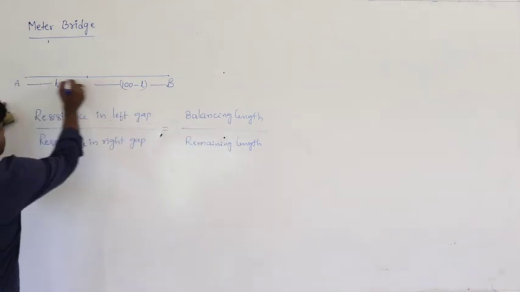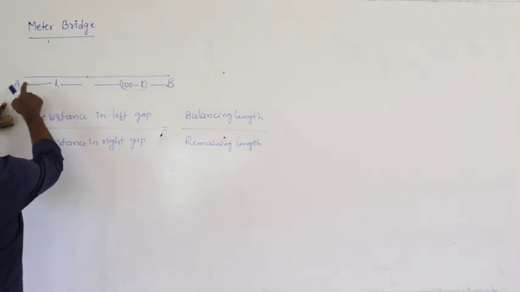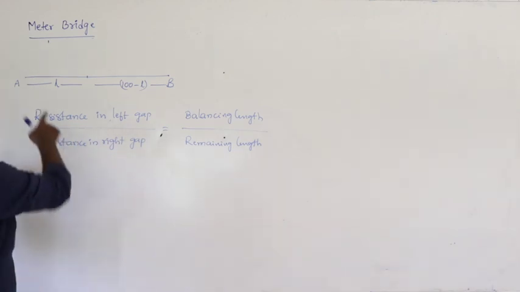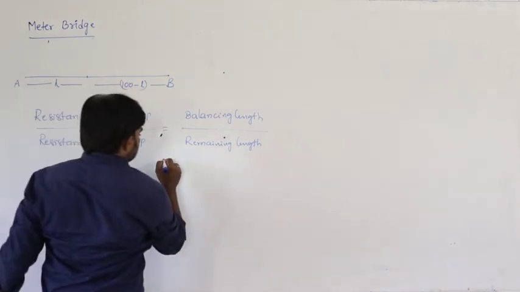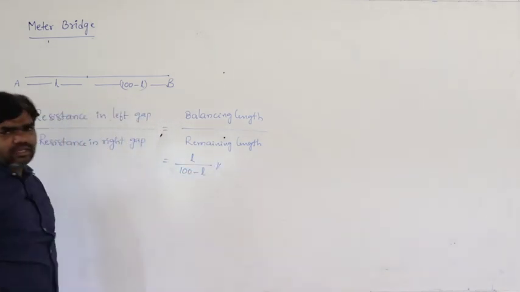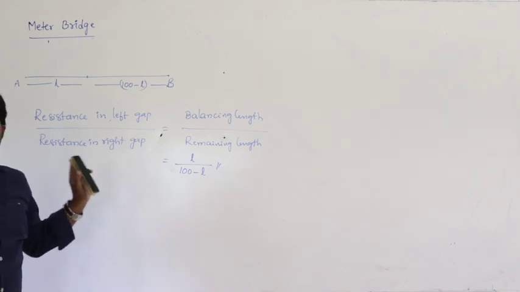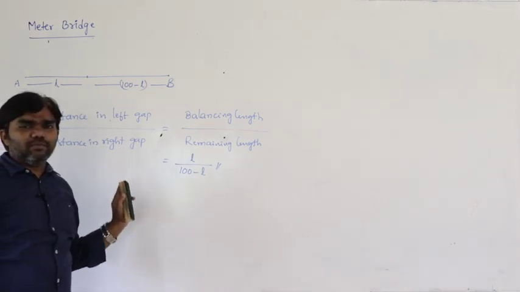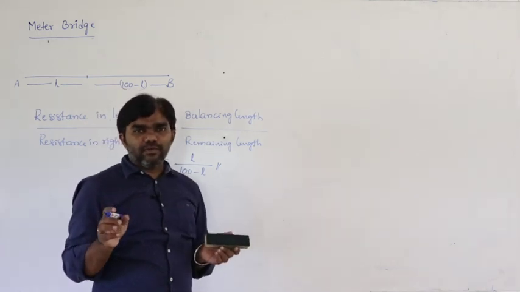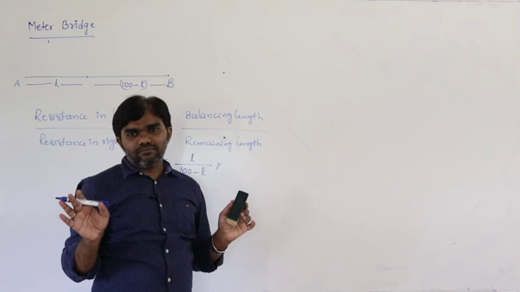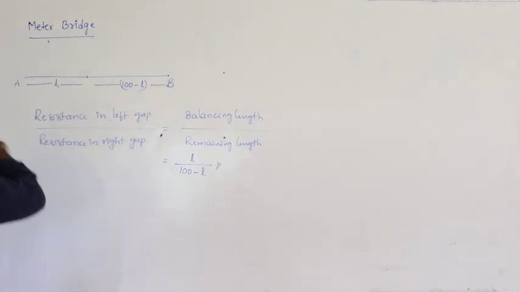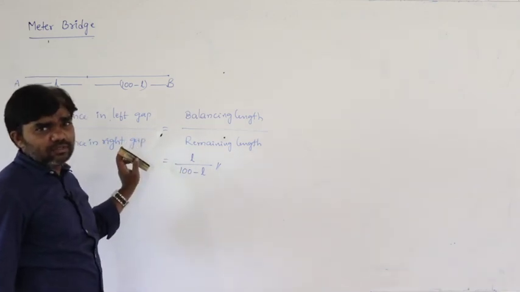Let us say it is AB, a uniform wire of length 100 centimeters. Balancing length must always be measured from the left side. Let us say L is the balancing length, remaining length is 100 minus L, that is L by 100 minus L. Only one formula we can use here, and based on this formula we can do any problem in the meter bridge. If you get any problem in the exam on meter bridge, it is very easy, definitely 4 marks in your hands.